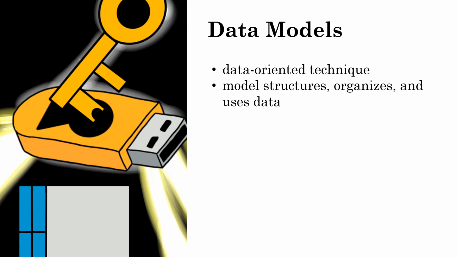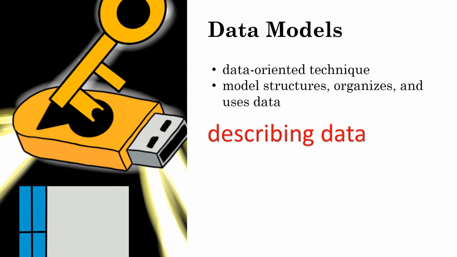A data model is a data-oriented technique that represents a system in terms of the system data, independent of how that data will be processed or used to produce the information. So each type of model structures, organizes and uses data differently. It is a collection of tools for describing data, data relationships, data semantics, and data constraints.